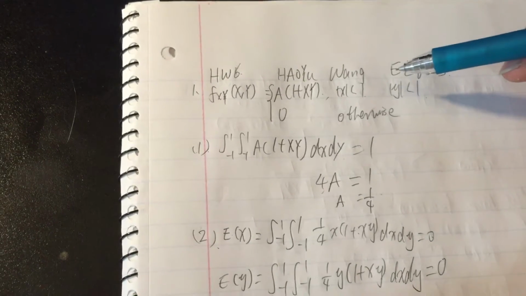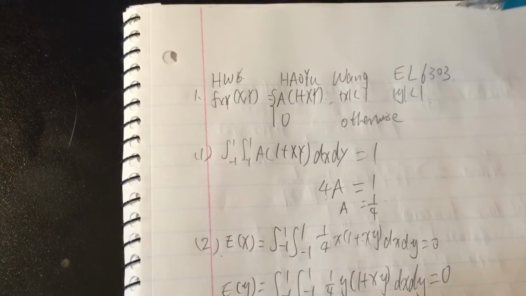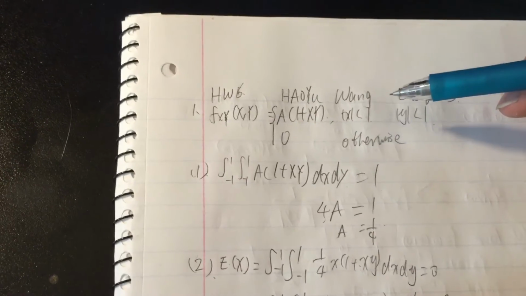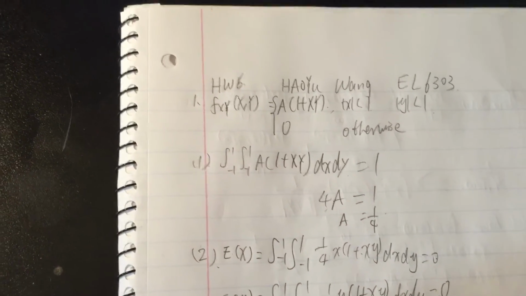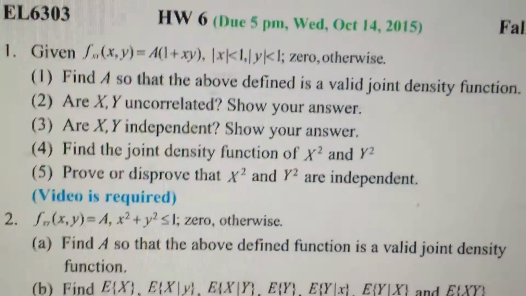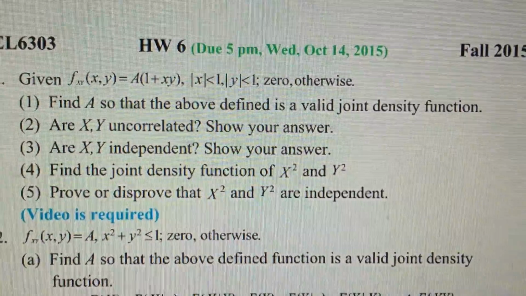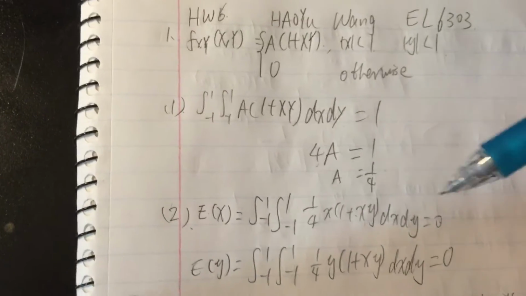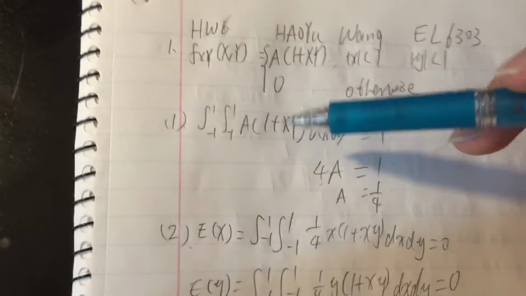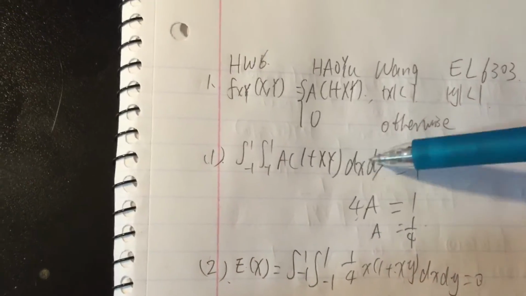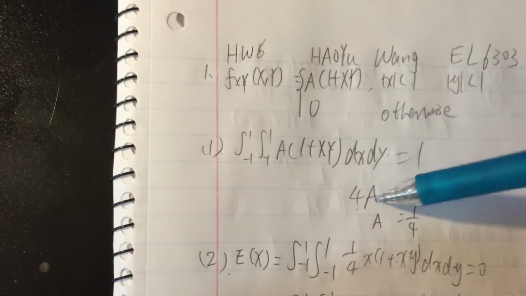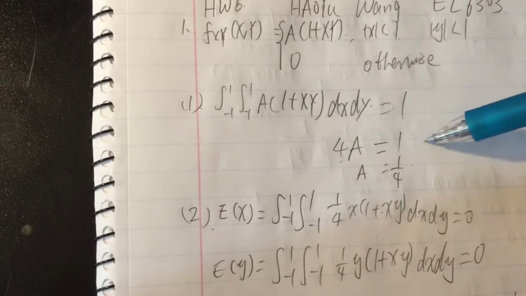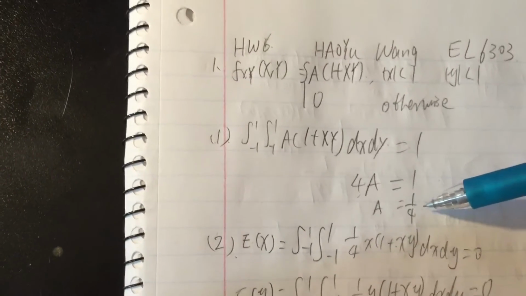So first of all, we need to find out the letter A. The density function defined above is a joint density function. So what we usually do is make the equation equal to 1 and do the integral twice, for dx and dy. Then we get 4 times a equal to 1, so a is equal to 1 over 4.